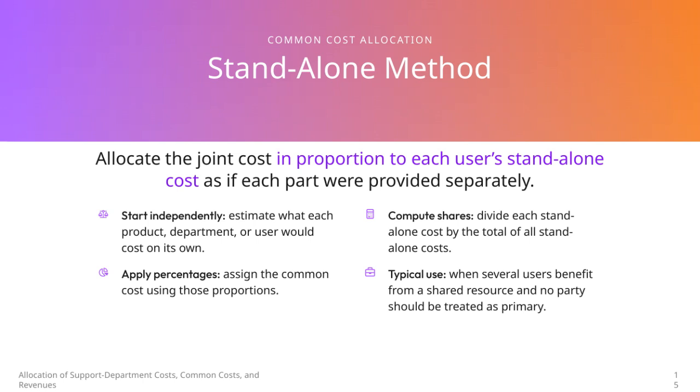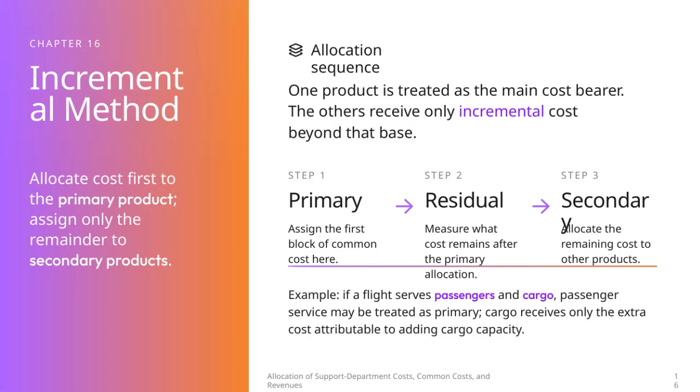This method is particularly useful when multiple users benefit from a shared resource and no single user is considered the primary one. It ensures a fair and rational allocation of support department costs, common costs, and revenues among all users involved. In this slide, we're looking at the incremental method of cost allocation, which is a way to distribute common costs among multiple products or services.